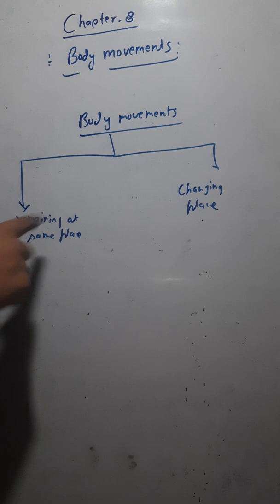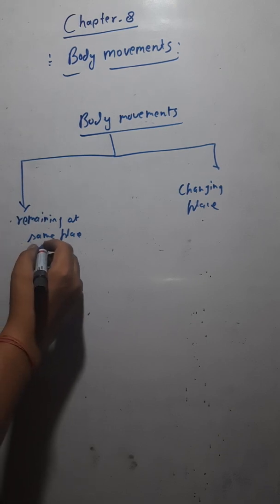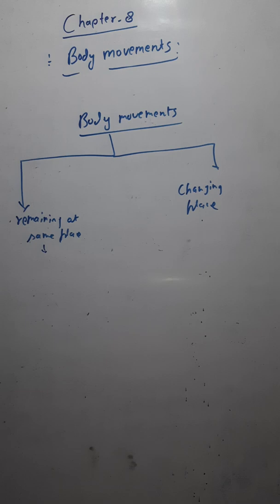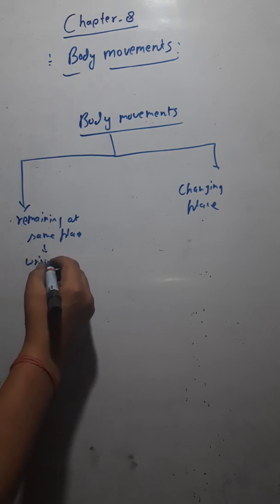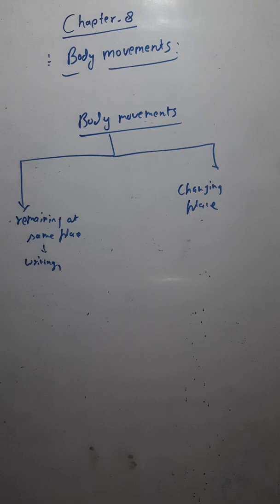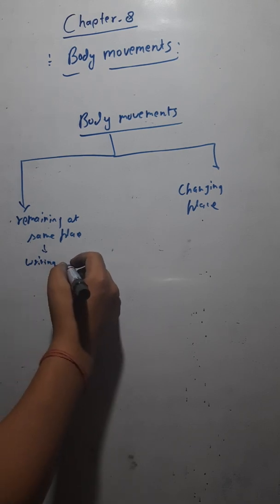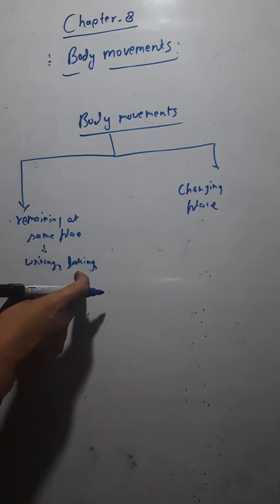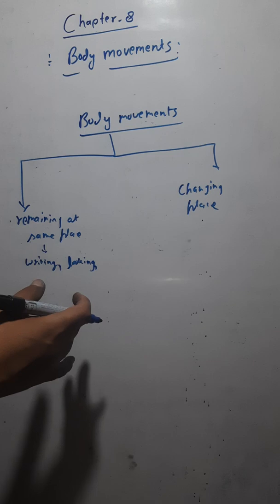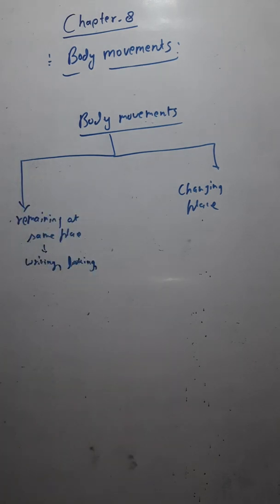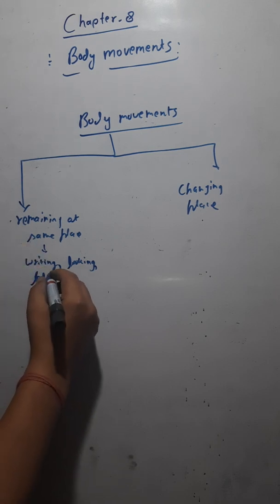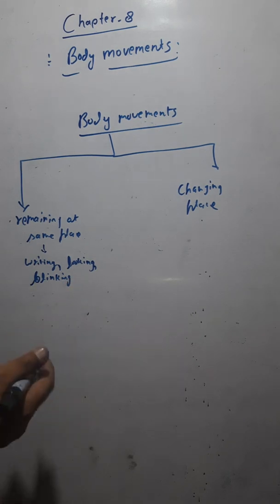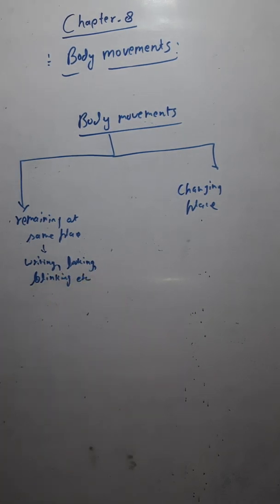Yes. While we are at the same place, we have different types of movement. When we are writing with our hand, we are moving our hand. When we are looking at our friends, we have to turn our head. We are not moving from our place, but we are moving some parts of our body, like blinking of eyes. These are the different types of body movements which you can do while you are at the same place.